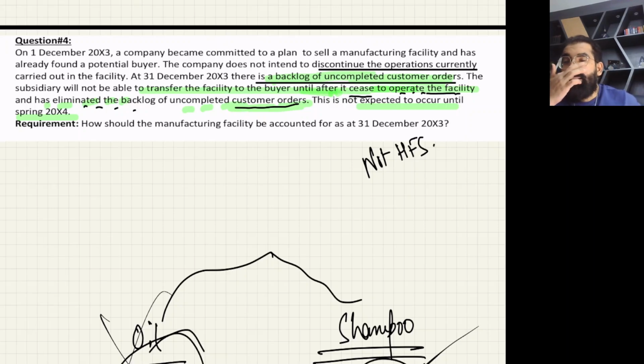Very simple. Our assets are occupied in making a backlog of orders. We have already signed a contract of delivering some goods to customers. Big order we have taken. So first we need to complete that order of the customer and then we can sell it. So what does it mean? It means this facility is not held for sale in its current situation. Remember, it must be held for sale in its present condition. So it's not held for sale in its present condition. Not held for sale.